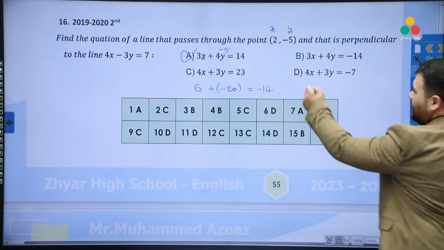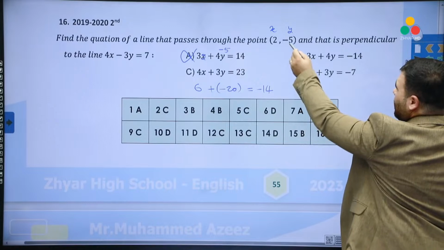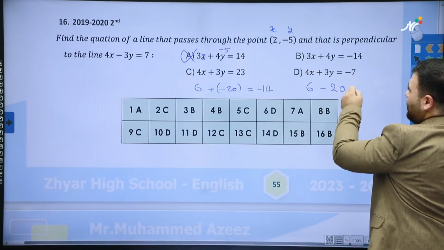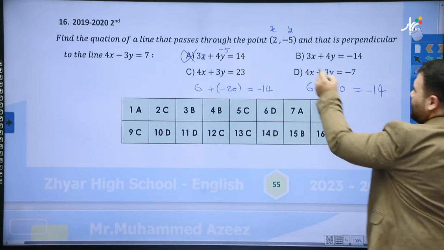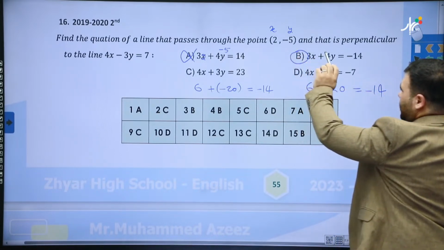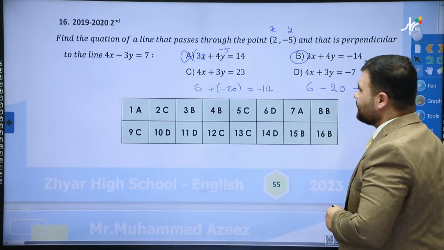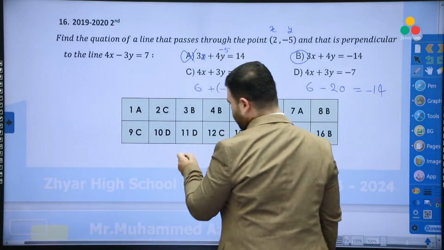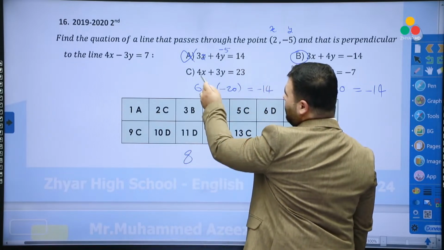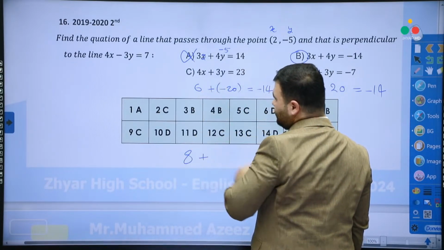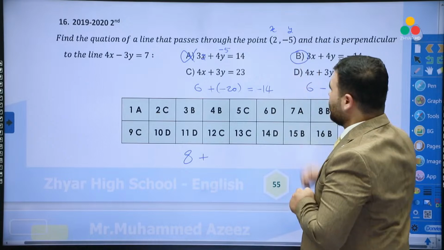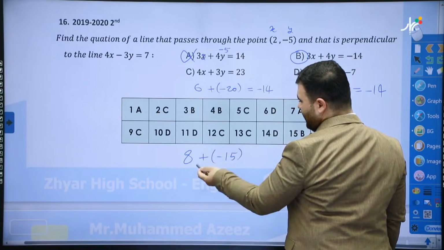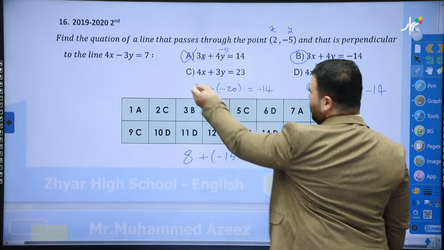B. Write 2 in place of x. 3 times 2, 6. -5 times 4 is -20. If I add them, the result is -14. So B could be right. We are not sure yet. Now C. Write 2 here. 4 times 2, 8, plus 3 times -5, that's -15. If I add them, the result is not 23.